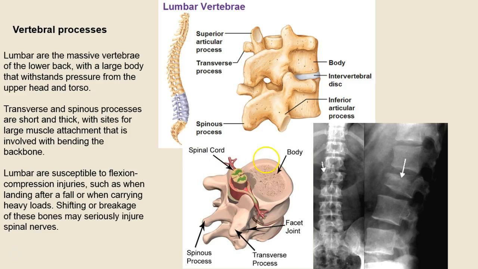There are some problems with this region because if you look to the far right, here we have a flexion compression injury. If you were to jump off the roof of a house or take a real heavy load, then you're going to have this problem here where there's a serious injury because not only is there injury to the bone, but remember this thing protects the spinal cord that passes through it.